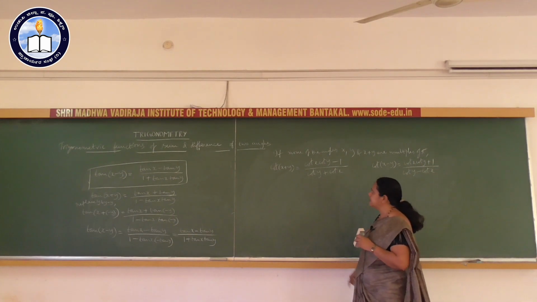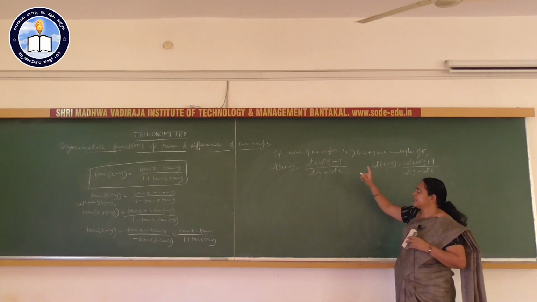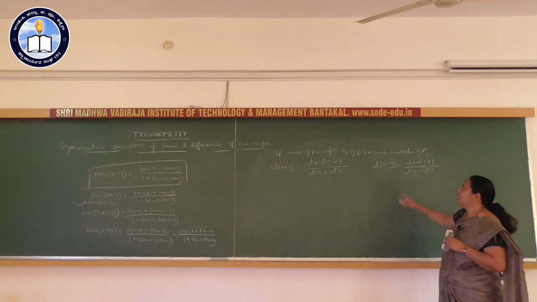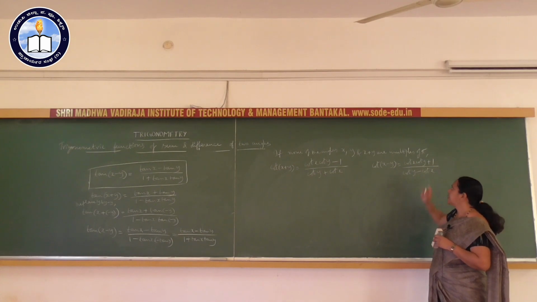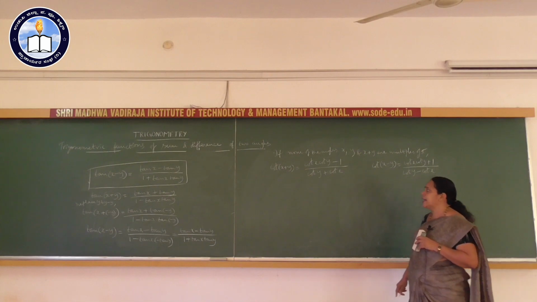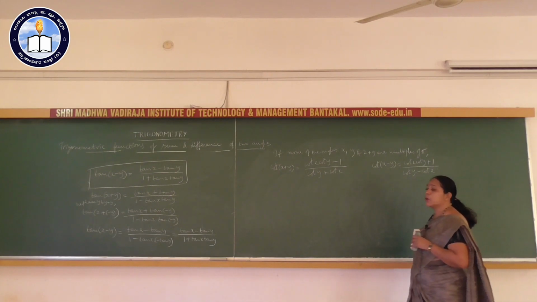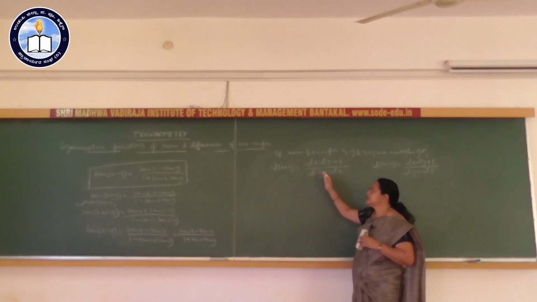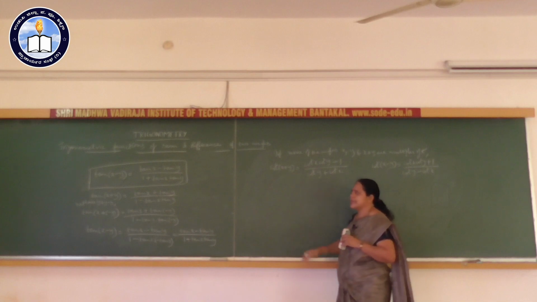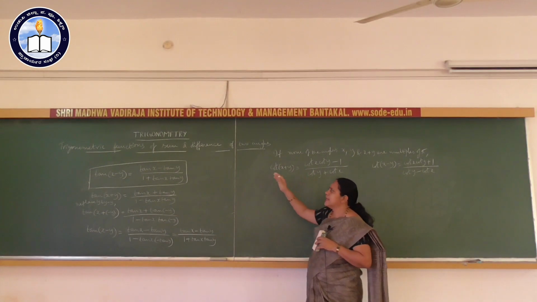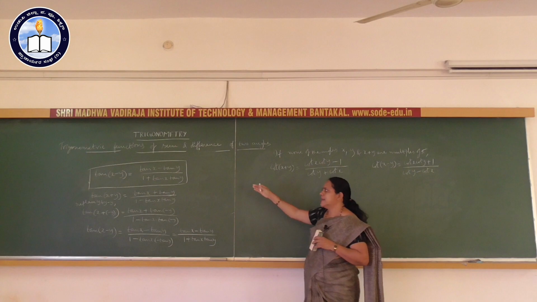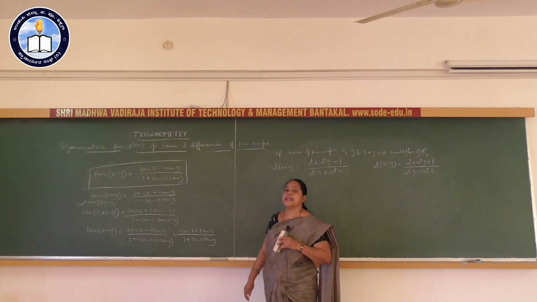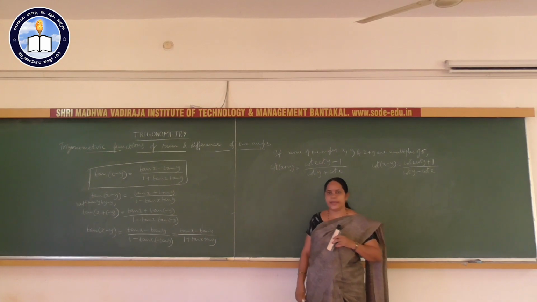Cot(x plus y) is equal to cot x cot y minus 1 divided by cot y plus cot x, and cot(x minus y) is equal to cot x into cot y plus 1 divided by cot y minus cot x. By similar methods, you can derive these two formulas, as we derived the formulas for tan(x plus y) and tan(x minus y).